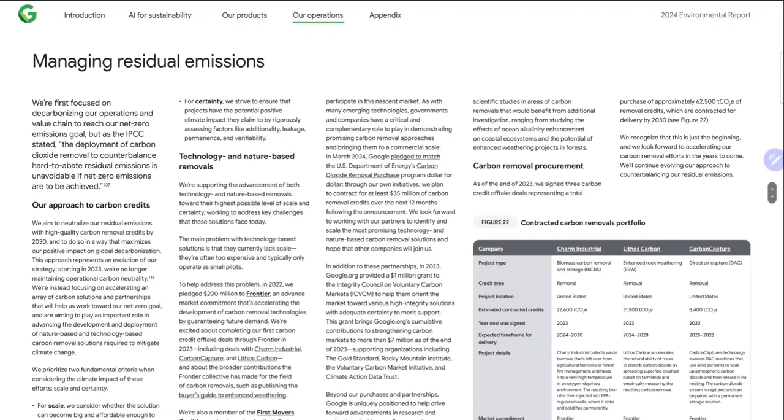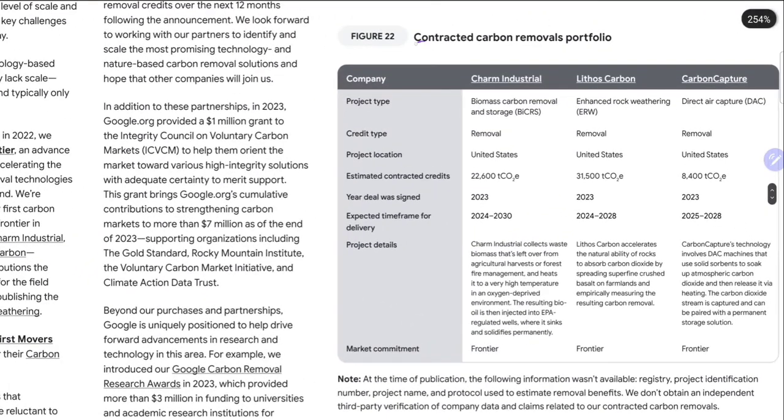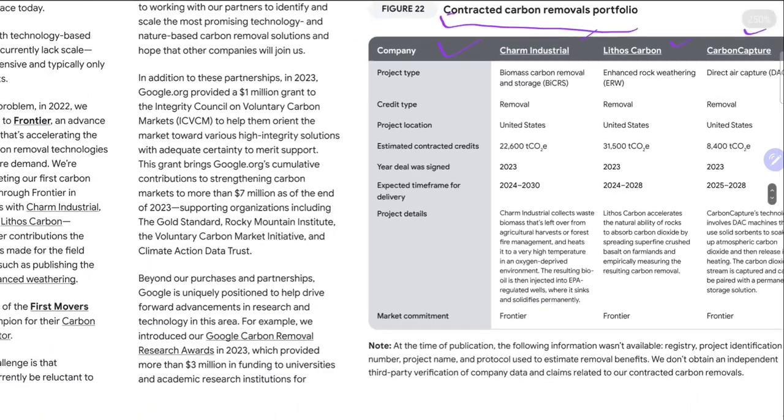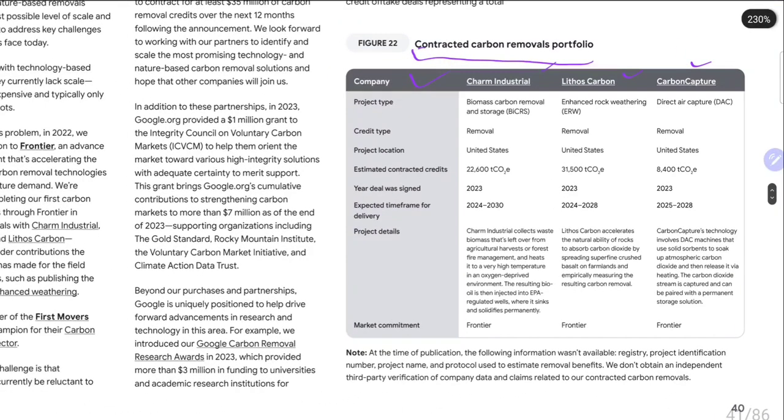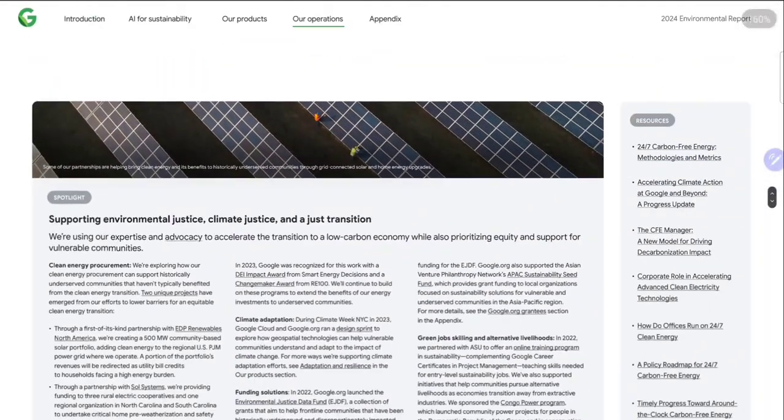Managing residual emissions, how the company is managing it. So there is an approach for carbon credit, technology and nature-based removals, carbon removal procurement. That information is also there. If you see the contracted carbon removal portfolio, there are companies like Charm, Industrial, Ethos, carbon capture. So you can see those details related to this. Okay, so let's move.